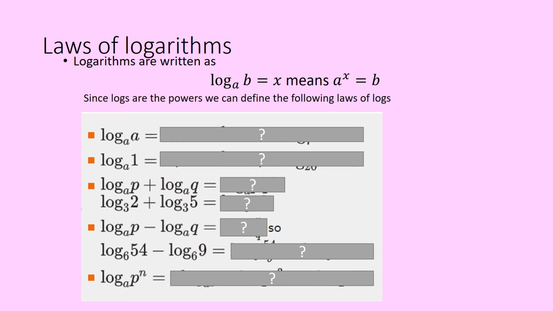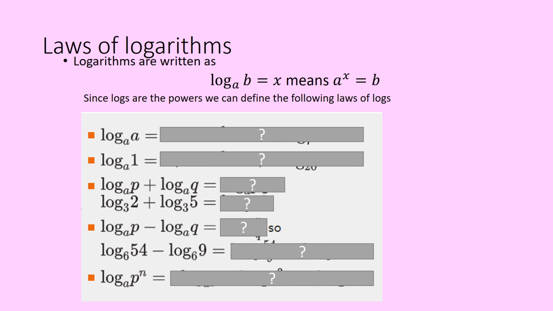So logarithms: log a of b is equal to x means that a to the power of x is equal to b. So the logarithm is the power. So since the logarithms are the powers, we can define the following laws of logarithms.